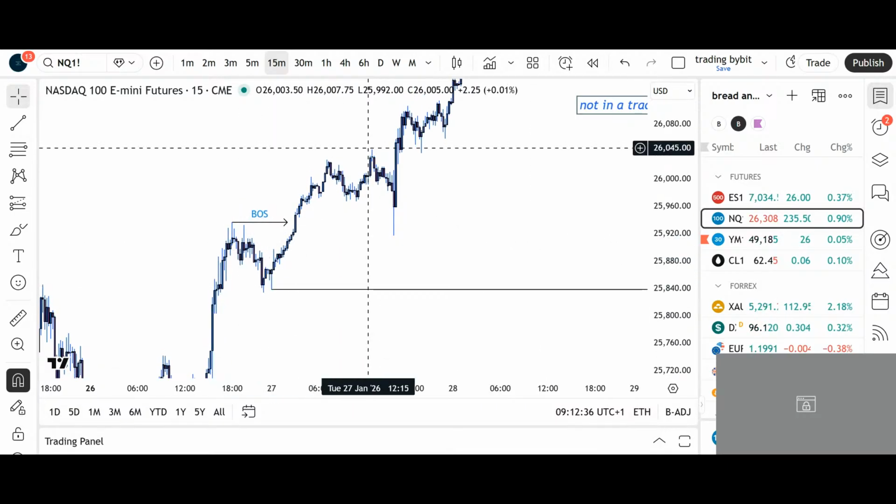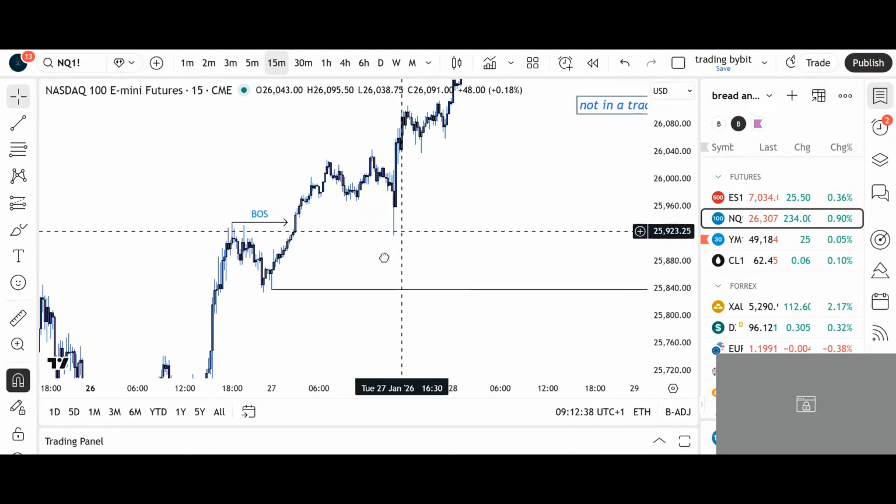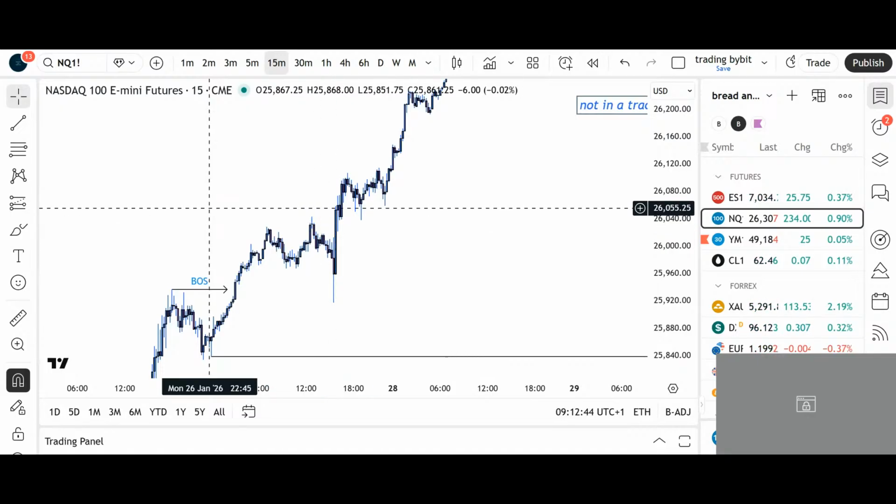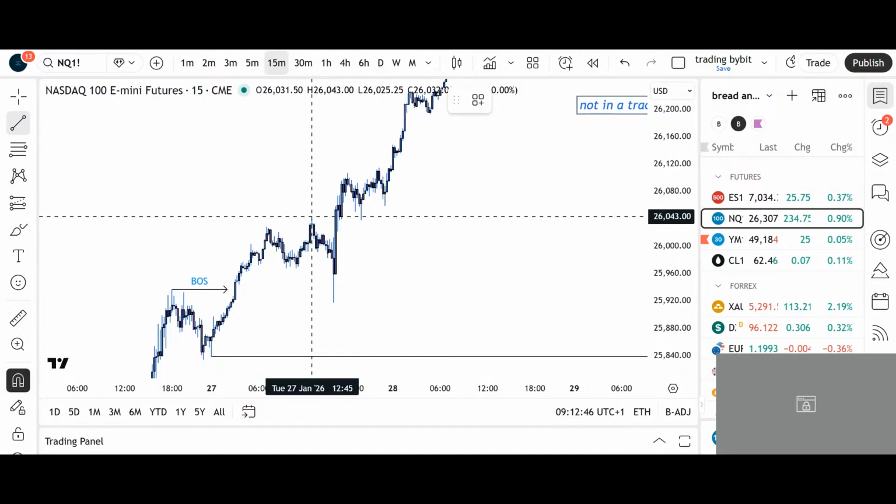So this was that break of structure. This is that retest off of it. So the next break of structure of Nasdaq was right here. So same here. We had again the same movement to the upside.